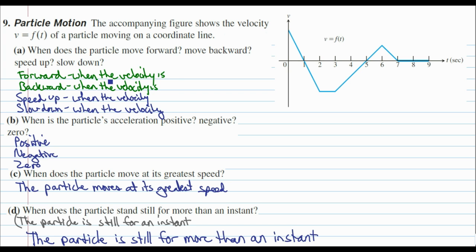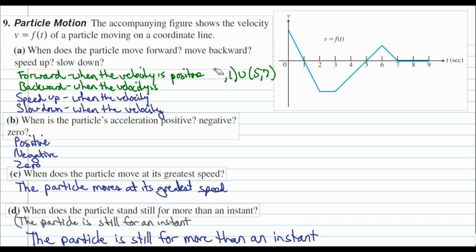Well, forward is when the velocity is positive, which will occur between seconds 0 and 1, not including 1, because at 1 the particle is stopped for an instant. Then again from 5 to 7. Now I guess you could have included 0 in your notation, so that would have been fine in your interval. The particle is moving backwards between 1 and 5, so that's when the velocity is negative.